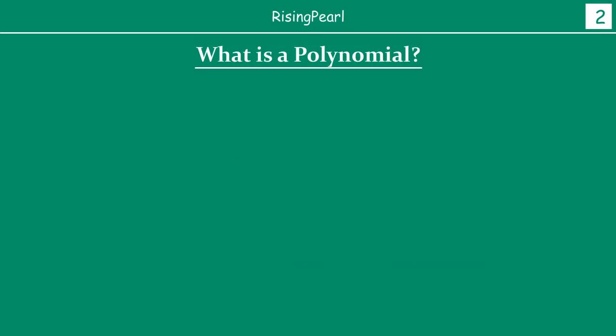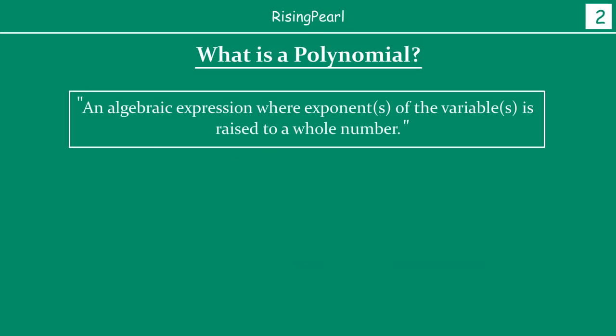So what is a polynomial? Polynomial is really an algebraic expression where exponents of the variables are raised to whole numbers. So it's an expression where we have variables, that's important. And secondly, exponents means the powers, right? So the variables will have powers, and these powers must be whole numbers.